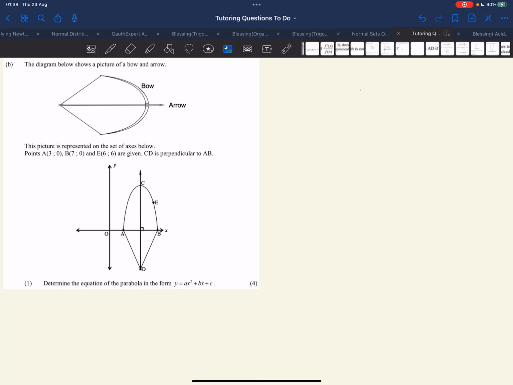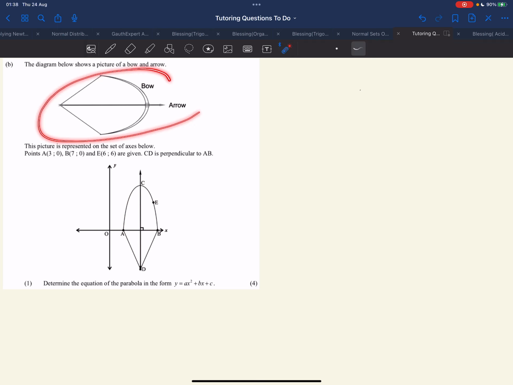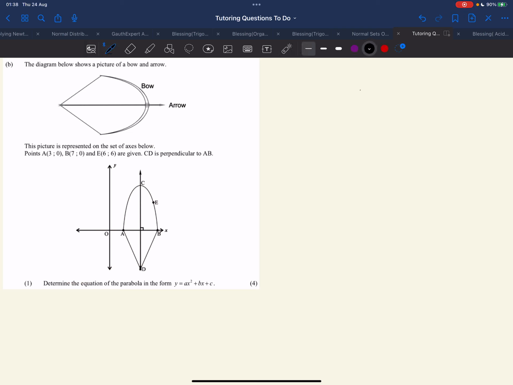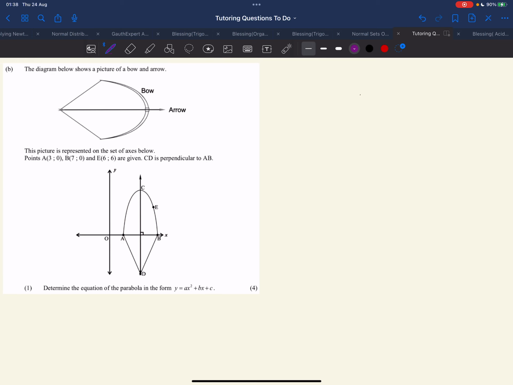Okay, right. Now in question B, we're given that the diagram below shows a picture of a bow and arrow. Here's the bow and arrow. Now this picture is represented on the sets of x's below. This is the sets of x's, right? Now they say that point A, so in point A, right, it's 3, 0, so there's going to be a 3 there, and then at point B there's basically going to be a 7 there, né?